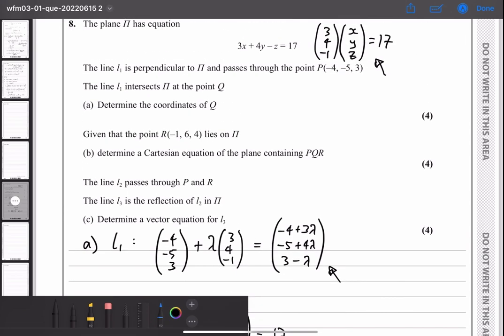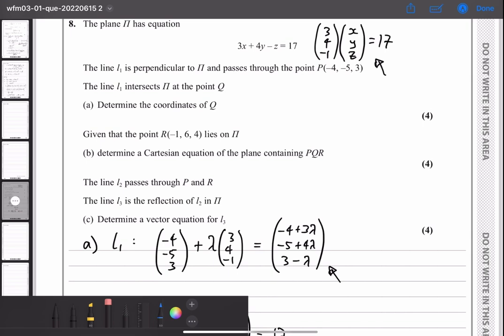Given that the point R lies on pi, so that's in the plane and Q is also in the plane, determine a Cartesian equation of the plane containing PQR. So Q and R are both in the original plane, but P is not. However, I do have the coordinates of P. I now have the coordinates of Q from part A, and they're telling us the coordinates of R. So we've got the coordinates of all of them. We just need to find two vectors that are non-parallel between these three, and use that with the cross product to find an equation of the plane.